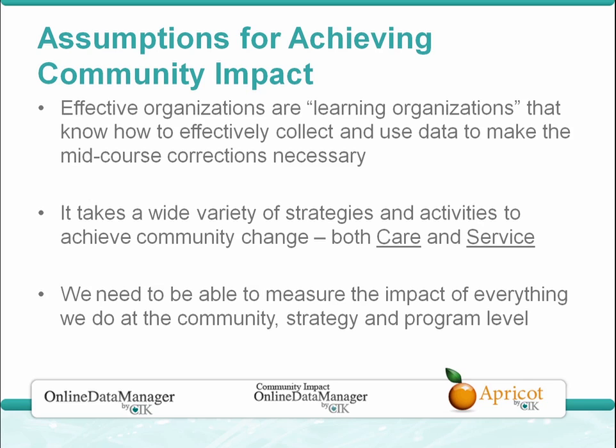The second one is that it takes a wide variety of strategies and activities to achieve community change. And from my asset-based community development work, what it requires is both care and service. What I mean by care is the role that people, citizens, residents, people involved in the community can play: family, neighbors, as well as the role of service, which is the agencies, the institutions, the programs and services. It requires both care and service.